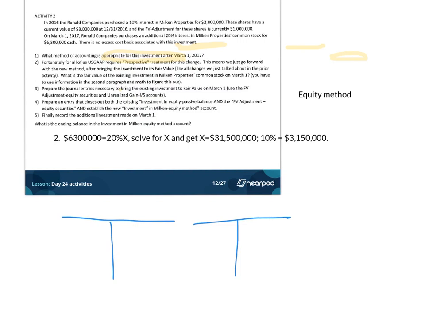All right, so one of these accounts is going to be the investment. I'm going to call it passive equity. And the other one is going to be the fair value adjustment. Okay, remember that's a permanent account, fair value adjustment account is.